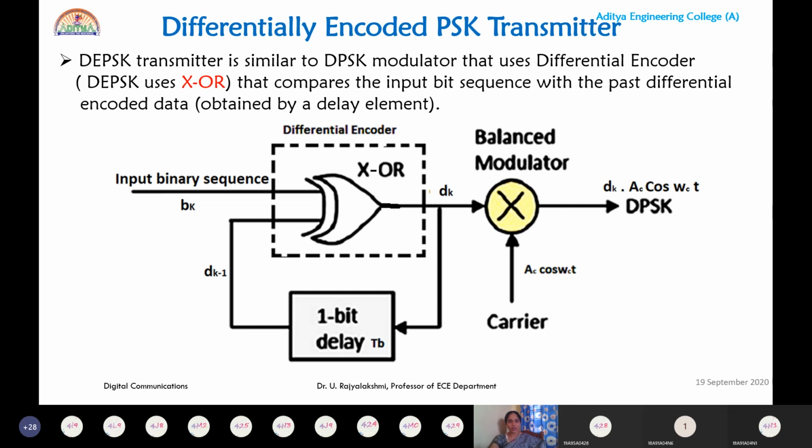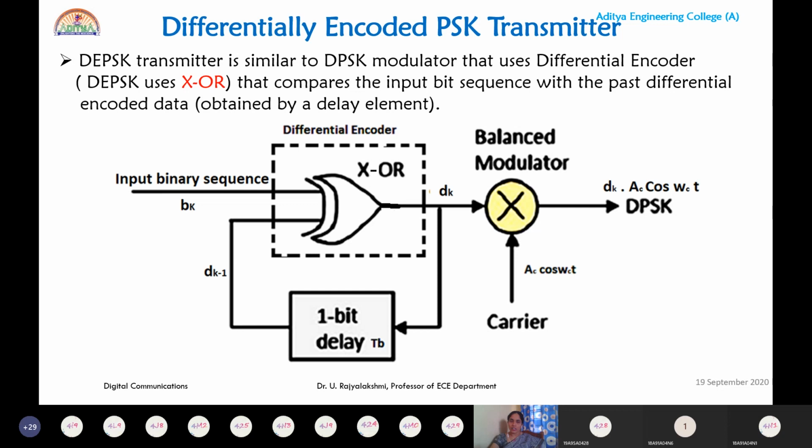So you can overcome two problems by using this DEPSK transmitter section. What problems can you overcome here? Because simultaneously you are comparing two data bits, that is bk and dk minus 1, it means you are transmitting two data bits, so the bandwidth gets reduced. And the second advantage is that here you are using unipolar energized as input to the multiplier. Once unipolar energized is used as one of the inputs to the multiplier section, you can reduce the power consumption. Now dk is multiplied with Ac cos omega ct.